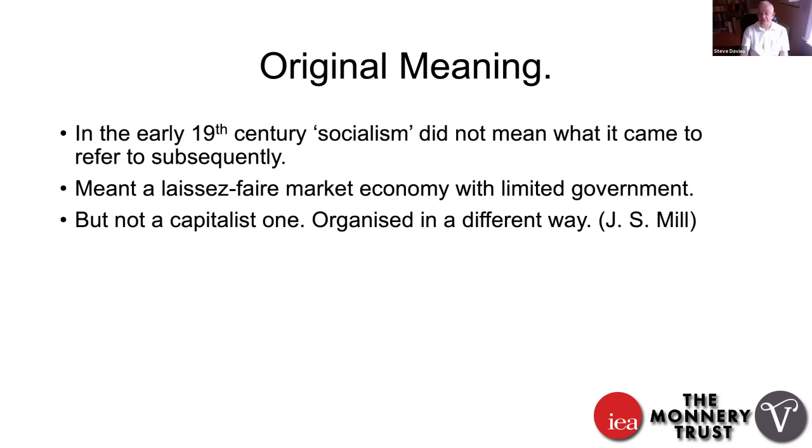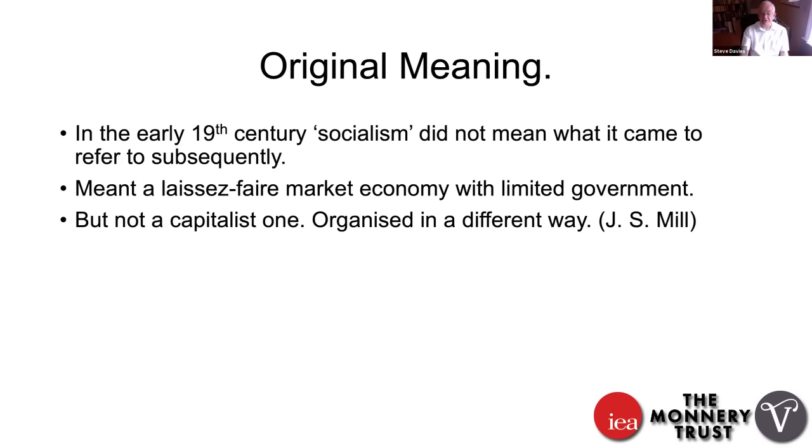But it meant, although a market economy, not a capitalist economy. It meant an economy that was organized in a non-capitalist way. You can get some idea of this from looking at some of the later writings of John Stuart Mill, because towards the end of his life, he became a supporter of this kind of political economy, and he explains in some of his later essays and his autobiography what he meant by this.